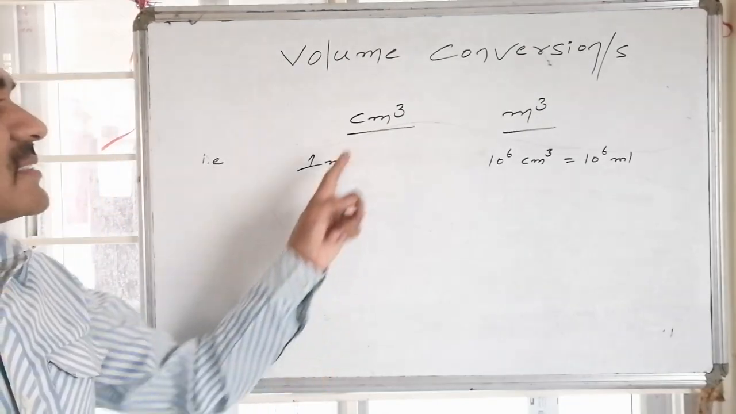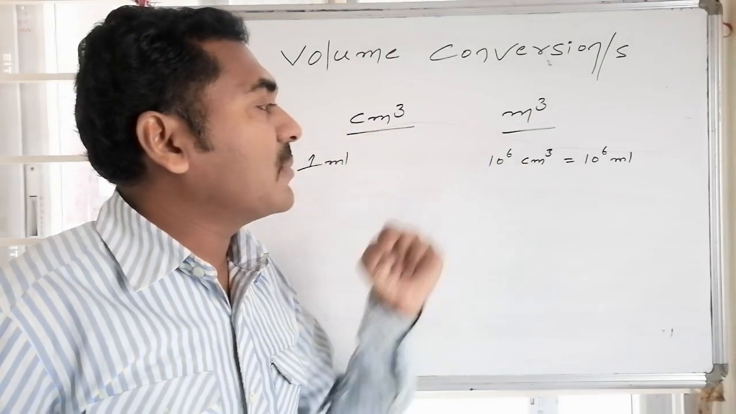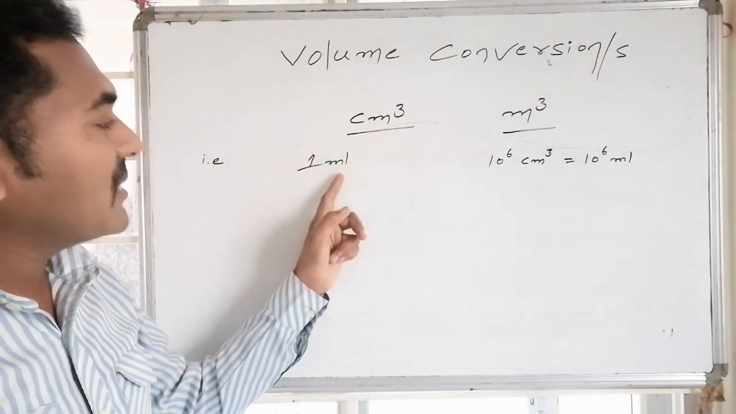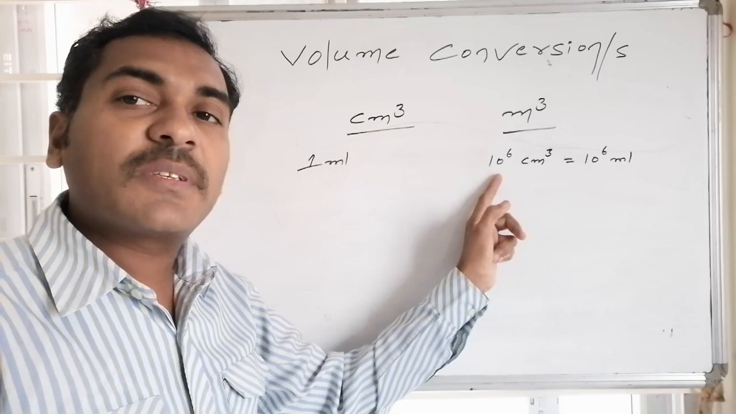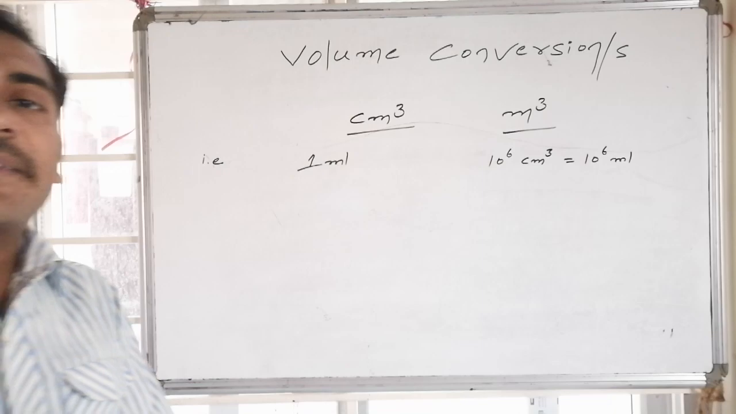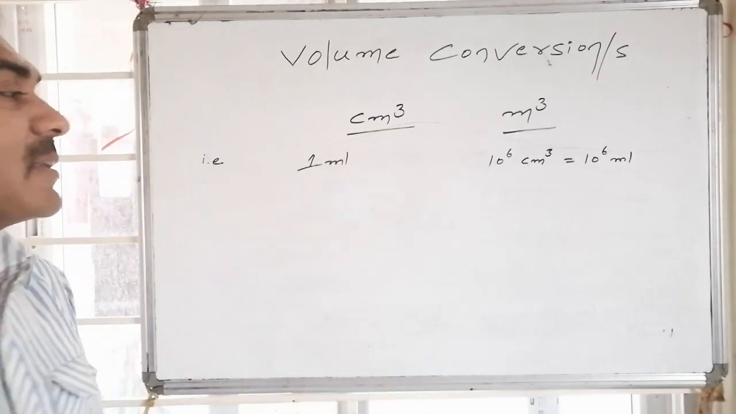Thus, as we discussed, 1 centimeter cube is equal to 1 ml and 1 meter cube is equal to 10 power 6 centimeter cubes. This centimeter cube is known as ml, hence 10 power 6 centimeter cubes is also known as 10 power 6 ml.